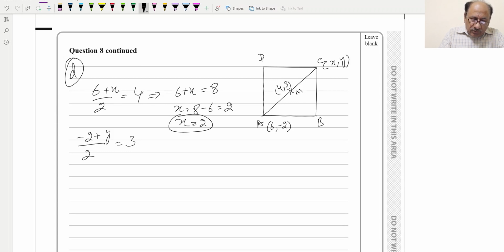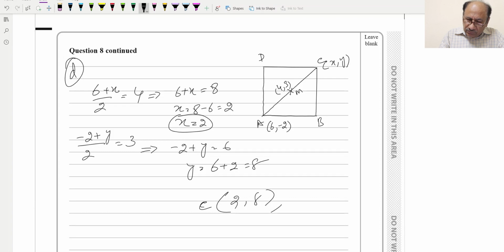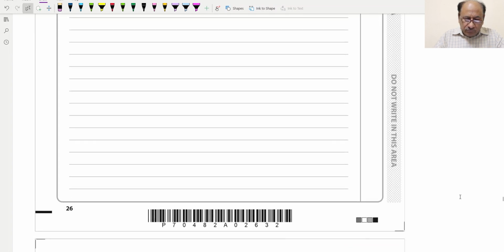Now similarly, if we simplify this, this implies -2 plus y is equal to 6, so y is equal to 6 plus 2, which is equal to 8. So our point C will be (2, 8), and this is the point which we are supposed to find.